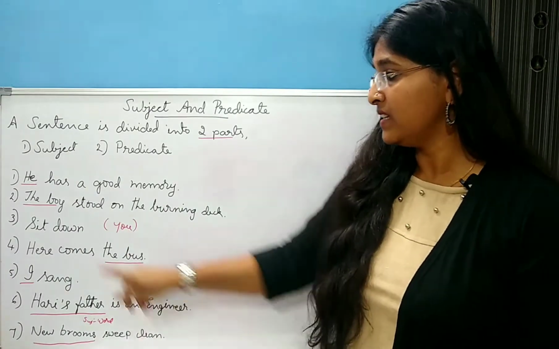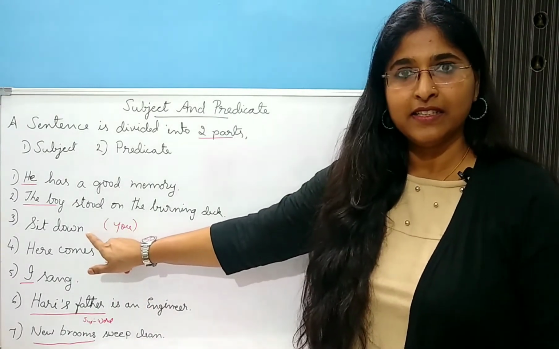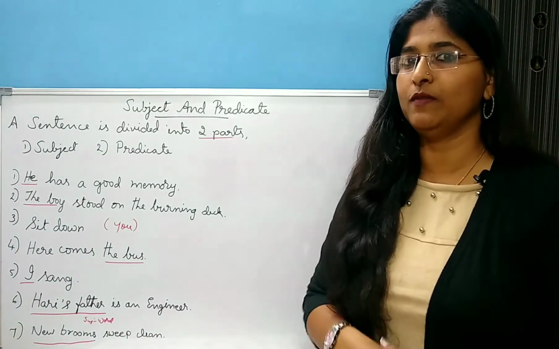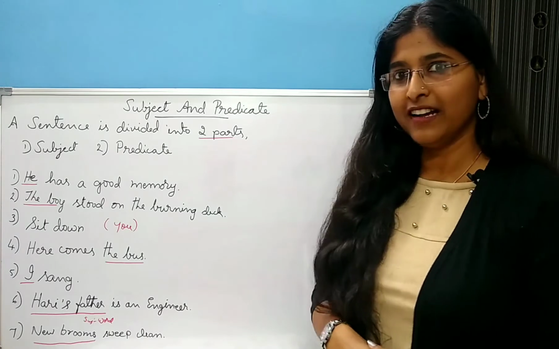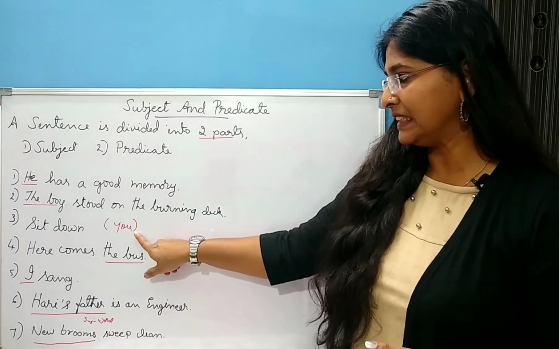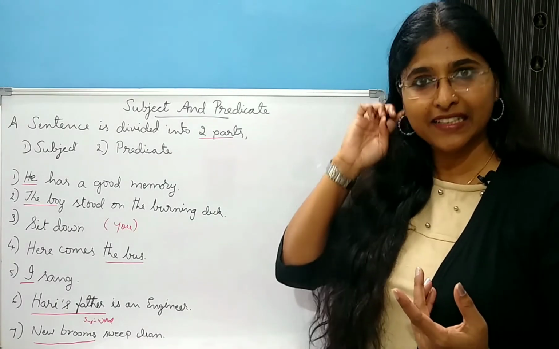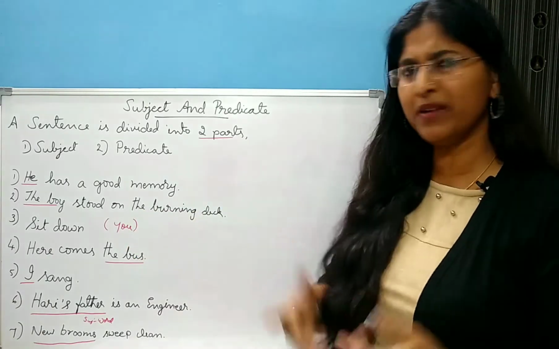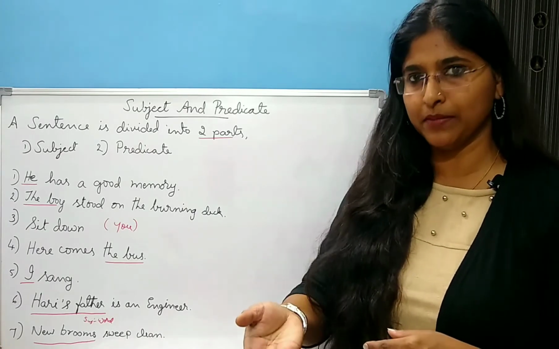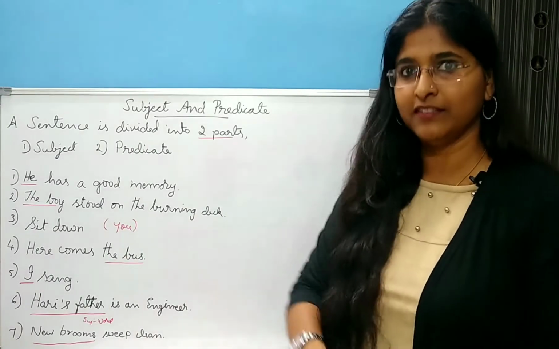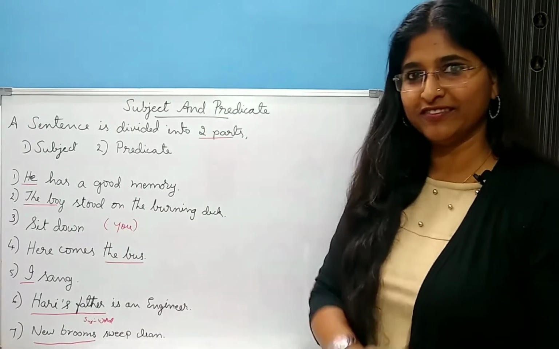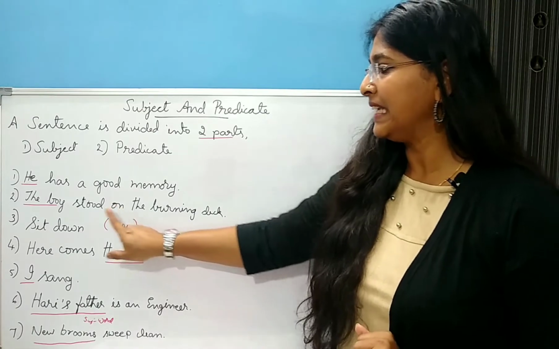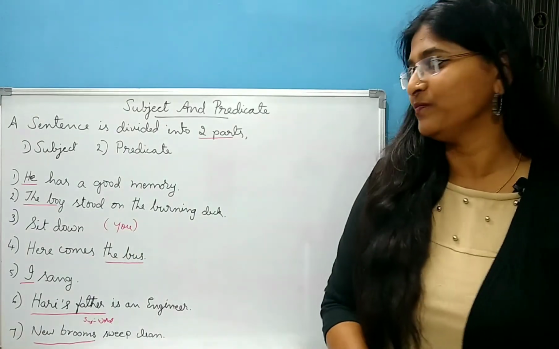Next one, sit down. It's like an advice or order, imperative sentence. I have already explained to you, the subject will be hidden in this type of sentence, the imperative. Subject is not shown here, but it is understood by us. We are talking to the second person. Like, you sit down. So we have written sit down. It's imperative, so the hidden subject is you. This is the predicate of the sentence.